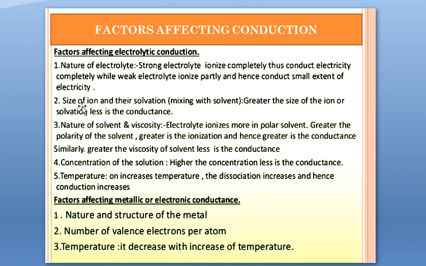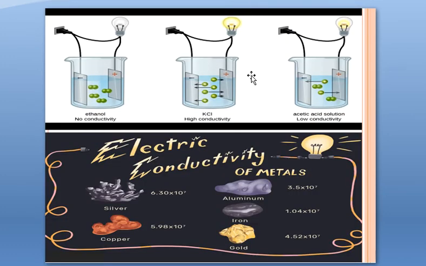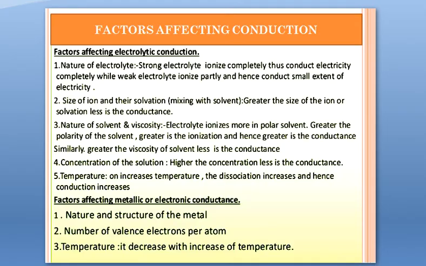Second, size of ion and its solvation. Solvation happens when the ion mixes with the molecules of the solvent. Now, greater the size of the ion or solvation, less is the conductance. In spite of the fact that it is an electrolyte, even a strong electrolyte, if its size is large and solvation is more, conductance will decrease. It will have a decreasing effect on its conductance.